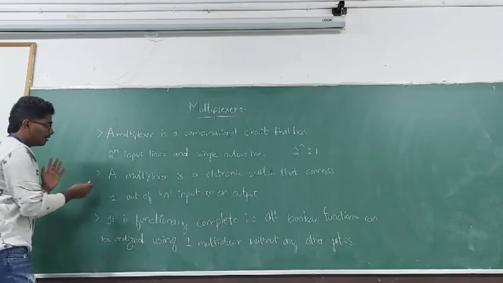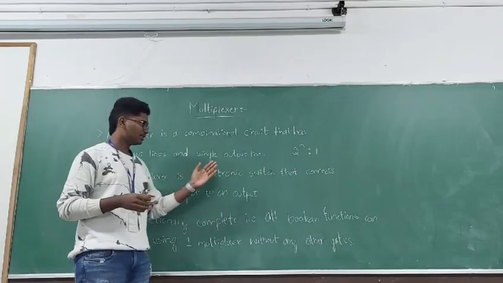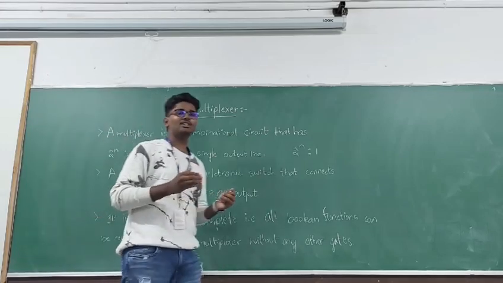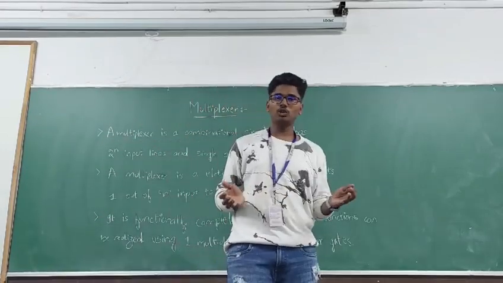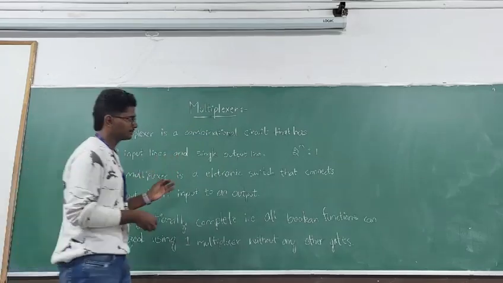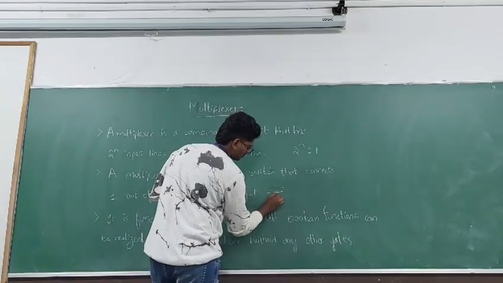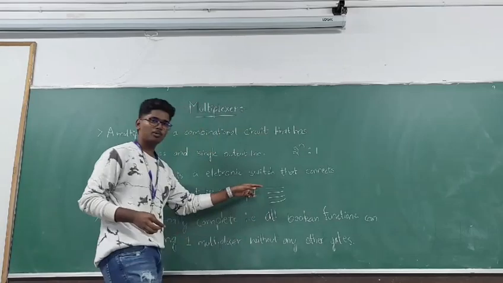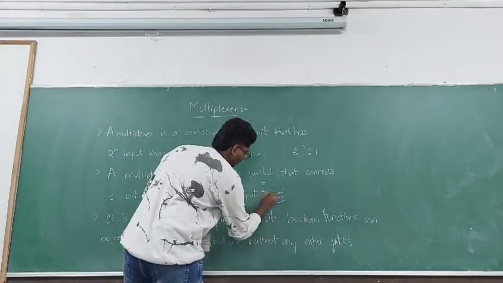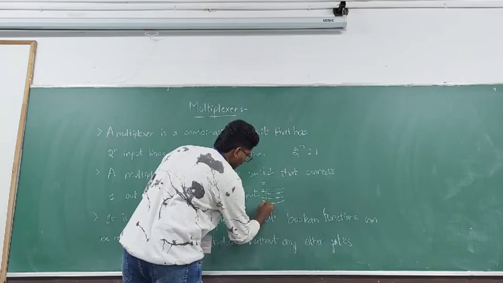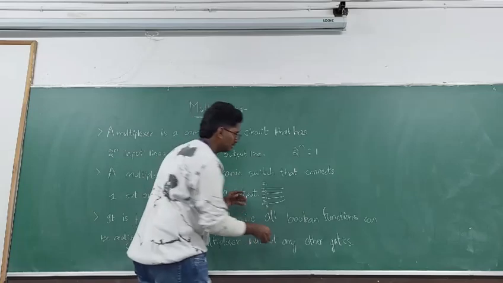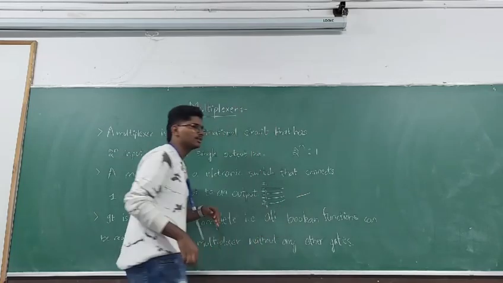And then a multiplexer is an electronic switch that connects one out of n inputs to one output. So in general, we use a switch to join the wires. So let me explain this point. So these are the input lines and I name them I1, I2, I3 and I4. So we know that in a multiplexer there will be only one output line. So I have considered it here.